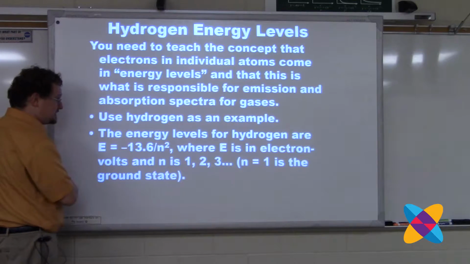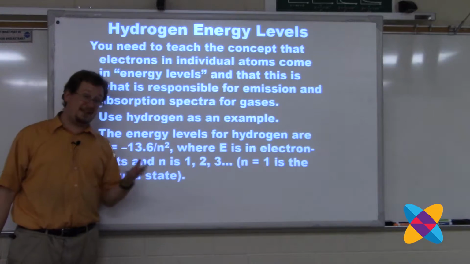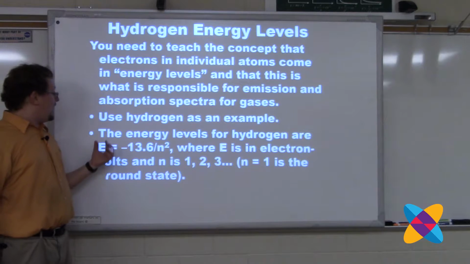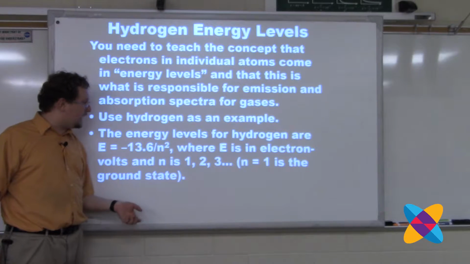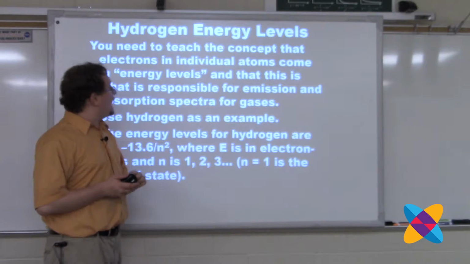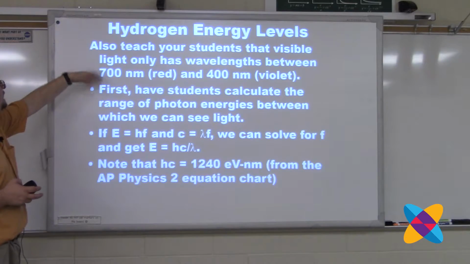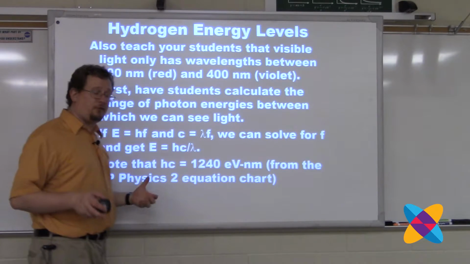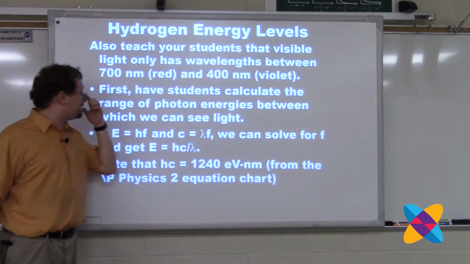I use hydrogen as an example. Here's why. Because the energy levels of hydrogen follow the best pattern of all the elements. Each energy level is negative 13.6 divided by n squared. n is 1, 2, 3, 4, 5, and so forth. Okay, so here we go. Teach your students that visible light is only between 700 and 400 nanometers. I feel like that's something they do need to have memorized for the AP exam.